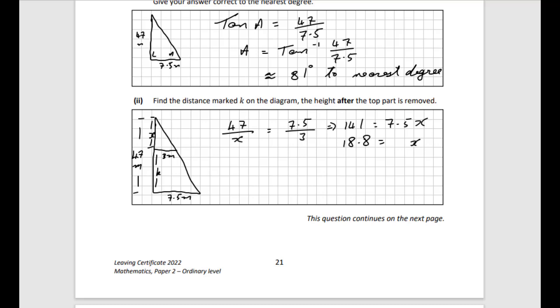Now, once I have the 18.8, which is this distance here, all I've got to do is subtract that from 47, and that'll give me K. So K then is equal to 47 minus 18.8, and if you do that, you get 28.2 meters. So that's our K, that's our answer.